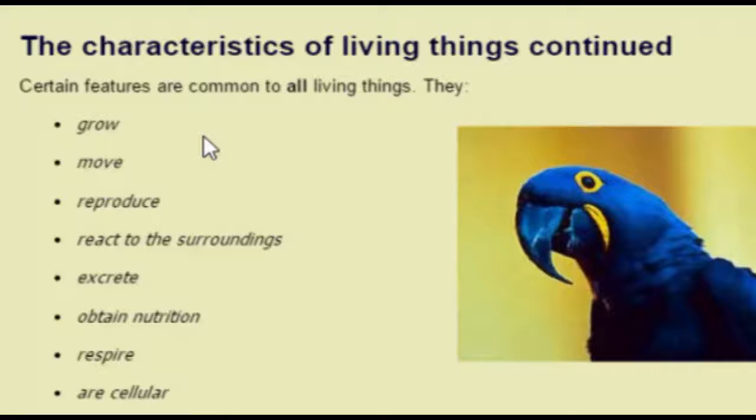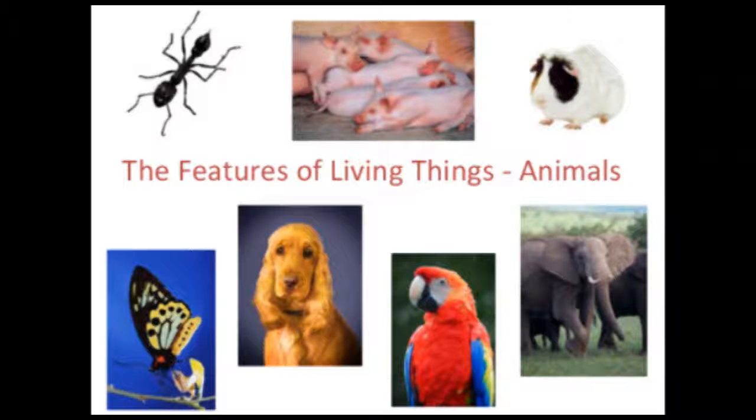All the living beings have certain characteristics. You can see it here. That is: grow, move, reproduce, react to surroundings, excrete, obtain nutrition, respirate, and well, they are cellular. All the living beings have these characteristics. You can see here a picture of different animals. You have ants, butterflies, dogs, parrots, elephants, and all these animals have these characteristics. Even the cells have these characteristics. Even though they are small, they have these characteristics because they are living things.